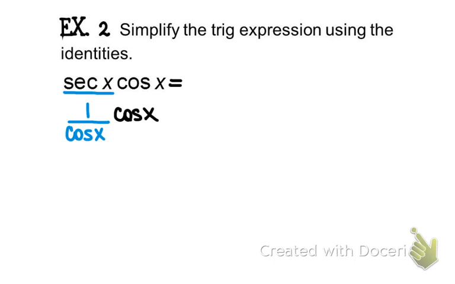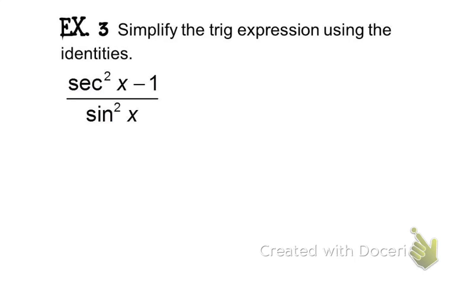So if I have 1 over cosine x times cosine x, these cosines are going to cancel, and I'm just left with 1. So this identity, secant x times cosine x, actually simplifies to 1. So 1 is my answer, but I want to make sure to show my work and the steps it took for me to get there. There are lots of different ways that I could have simplified this and still gotten 1. Make sure you're showing your work.